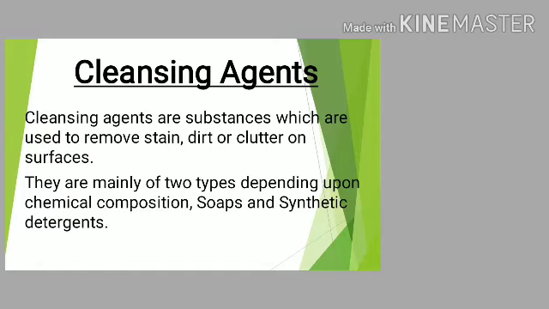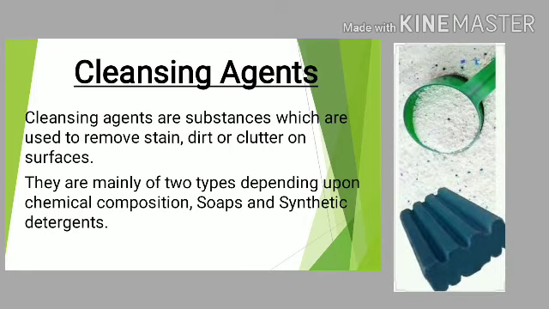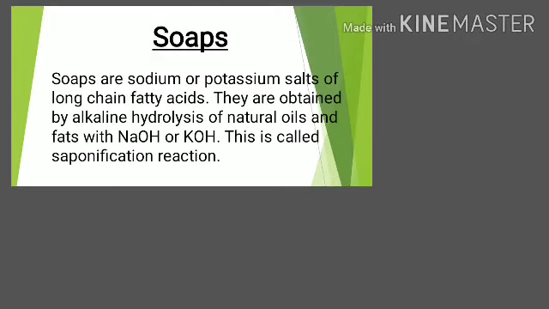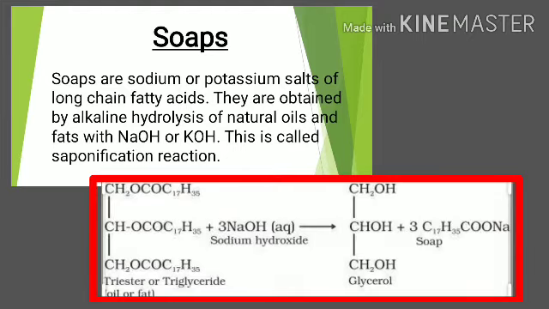Next is cleansing agents. Cleansing agents are substances which are used to remove stain, dirt or clutter on surfaces. They are mainly of two types depending upon chemical composition: soaps and synthetic detergents. Soaps are sodium or potassium salts of long chain fatty acids. They are obtained by alkaline hydrolysis of natural oils and fats with NaOH or KOH. This is called the saponification reaction. Basically, it is a type of neutralization reaction.